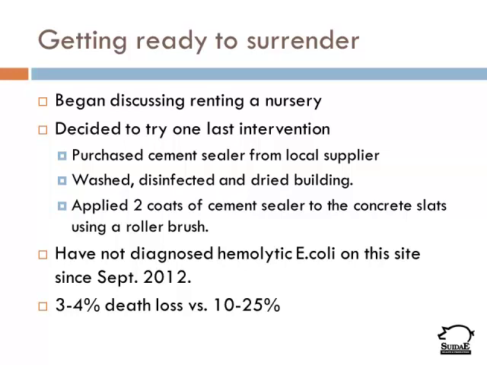The owner said, I'm going to go up to the concrete supplier uptown, and I'm going to get some sealer. And he did it. He washed and disinfected the room, let it dry, and then applied 2 coats of the cement sealer with a roller brush. And bottom line is we haven't diagnosed hemolytic E. coli there since 2012. So he's down to 3 to 4% death loss, there's still things to work on there. It's just, thankfully, it's not hemolytic E. coli anymore that we're dealing with.